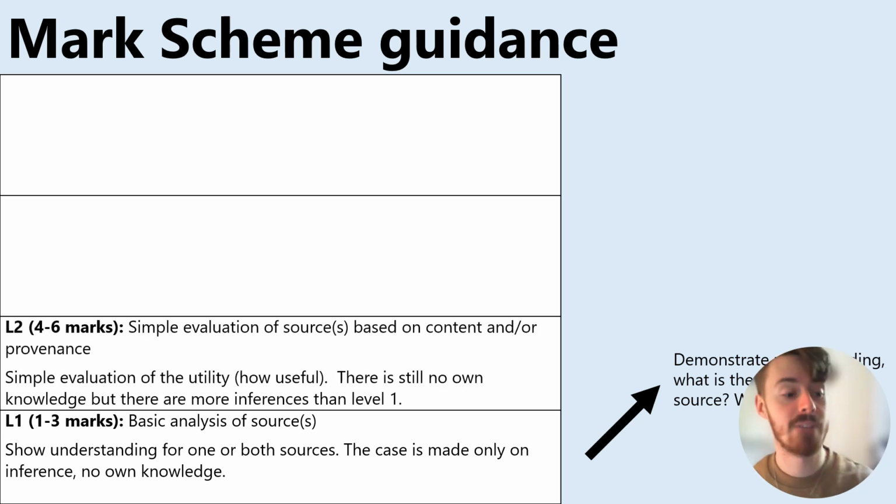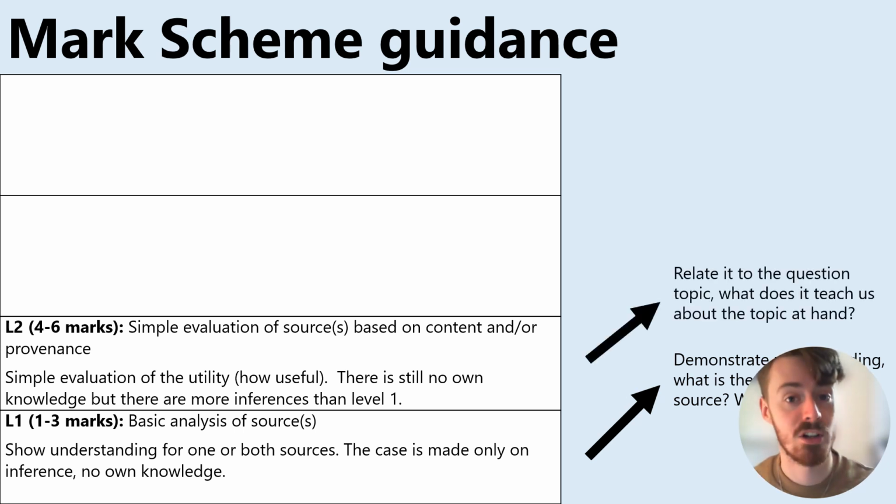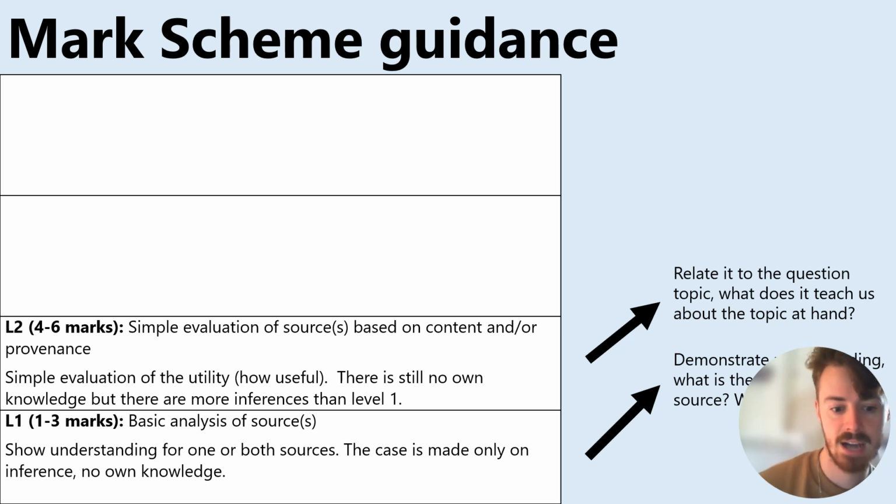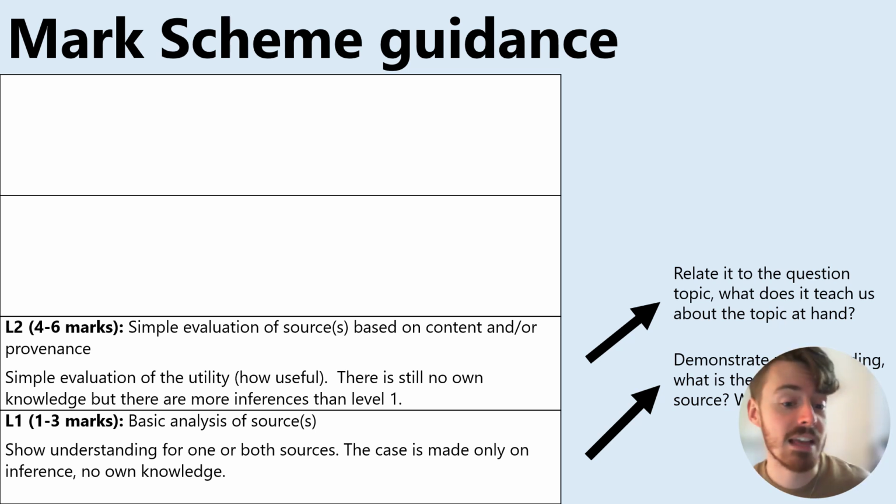It is a simple evaluation of the sources based on content or provenance. What this is that you now not only demonstrate that you understand the source at hand, but that you're relating it to the question topic. This is useful because it tells me this about the remilitarization of the Rhineland. It's useful because it gives me this opinion, or it lets me know how these people felt. If you can understand what one of them is useful for a particular reason, remember those positive contributions, you're in level 2, 4 to 6 marks.